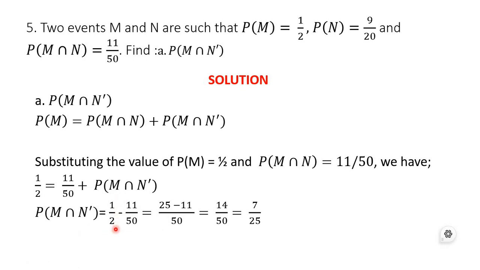Okay, we'll make this the subject and do the arithmetic. So we have 1 over 2 minus 11 over 50. Find the LCM, subtract, and the final result is 7 over 25. So all you need to know is just to remember the format. The formula for probability of M is probability of M intersection N plus probability of M intersection N complement. Okay, so this has two questions.